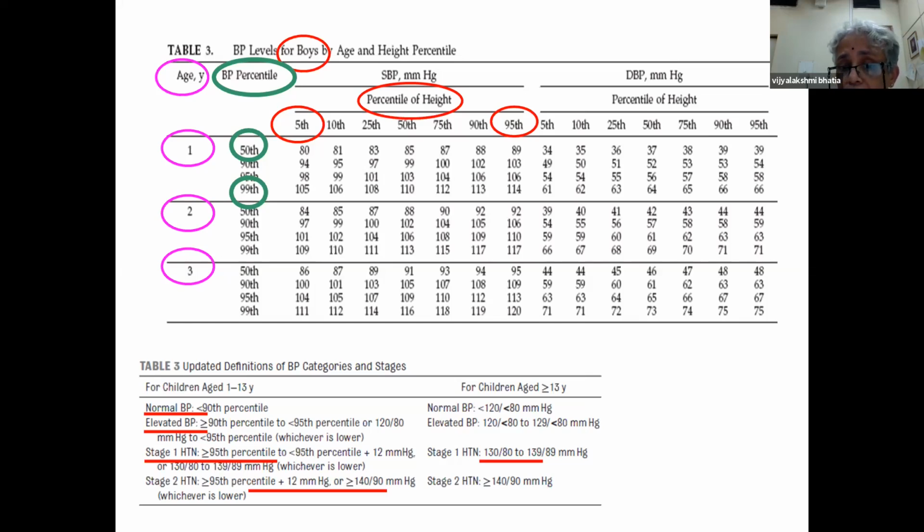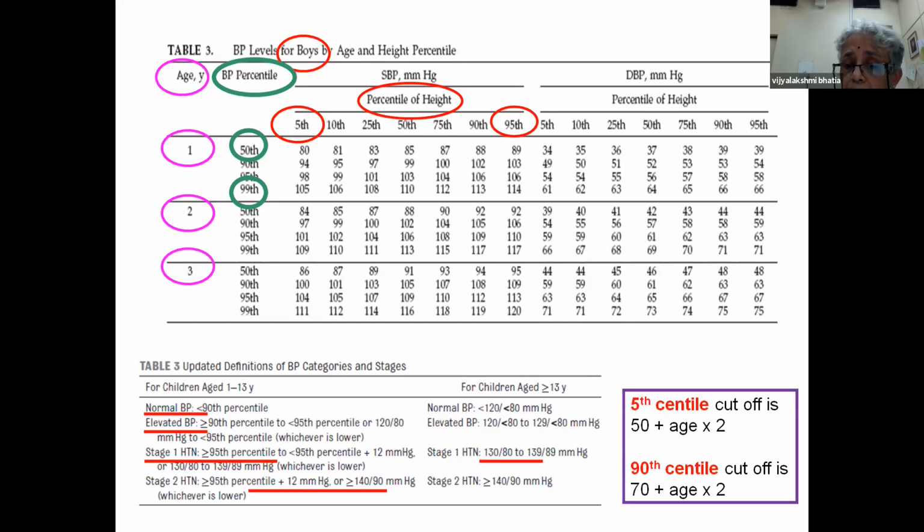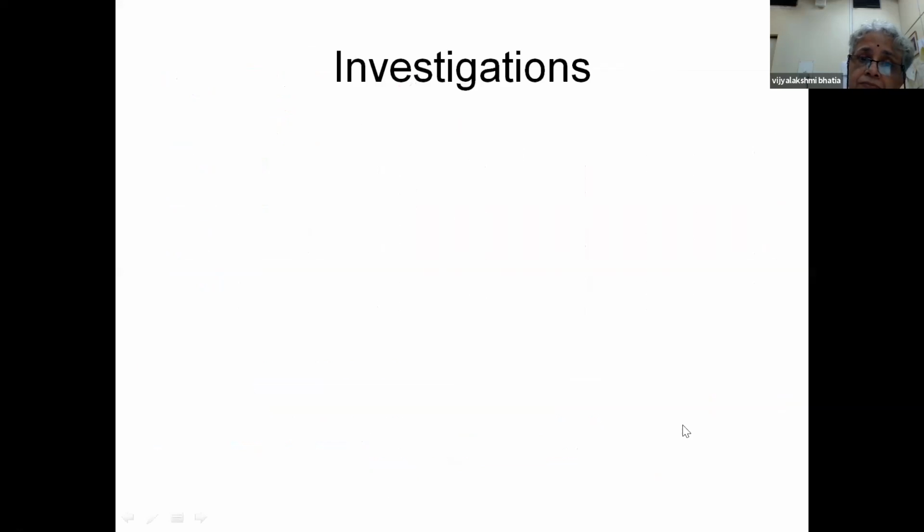Now for hypotension, these charts are not useful because we need the 5th centile. So a rough and ready calculation for below the 5th centile, which would go with hypotension, is 50 plus age into 2. So if the age is 10 years, 10 into 2 is 20, 50 plus 20 is 70. So below 70 would be hypotension for a 10-year-old child.